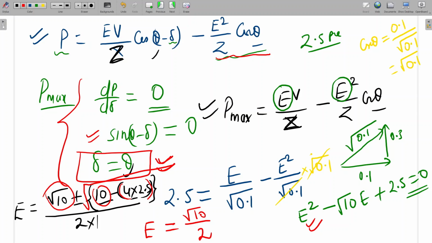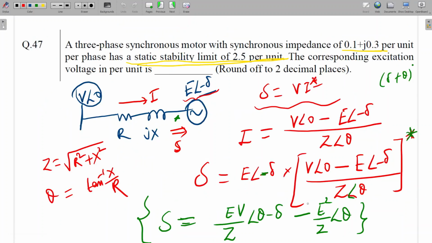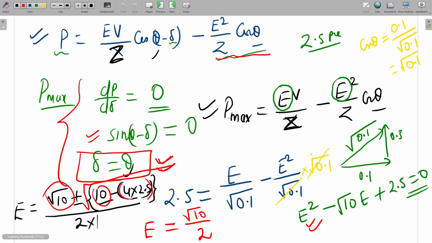So this was the 2 marks question. A little bit of calculation is required, a little bit of analysis. If you have practice, you can write this equation within 1 minute. 1.58, sir. 1.58. Okay, so this only was the final answer, under root 10 by 2, so 1.58 per unit. This was the 2 marks question. Is it clear to all?